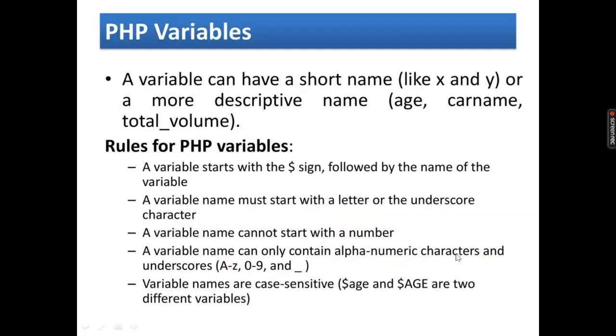PHP variables. There are some rules for PHP variables, just as in C, C++ and Java, where we have rules in order to declare and initialize a variable. In the same way here also we have some rules. A variable starts with a dollar sign followed by the name of the variable. It must start with a letter or an underscore character. A variable name cannot start with a number. A variable name can only contain alphanumeric characters and underscores.